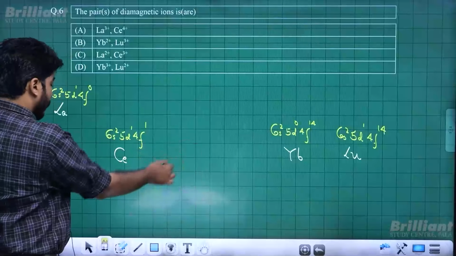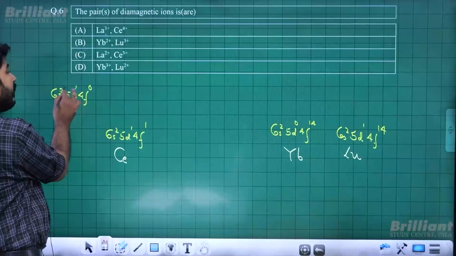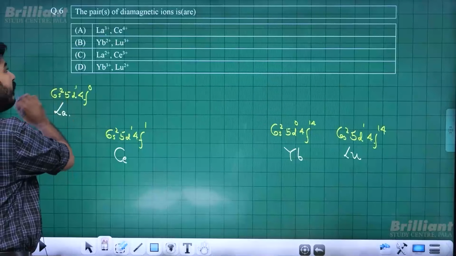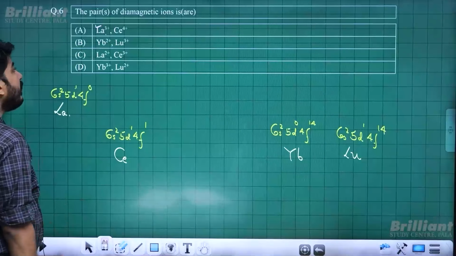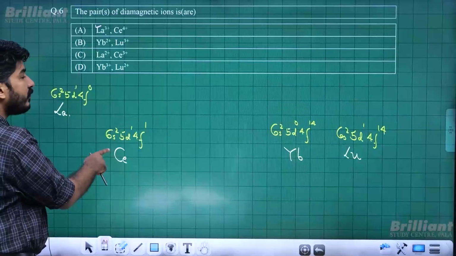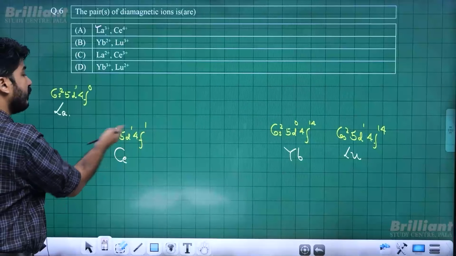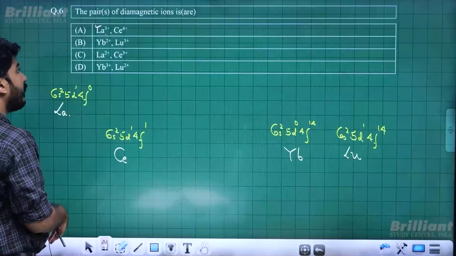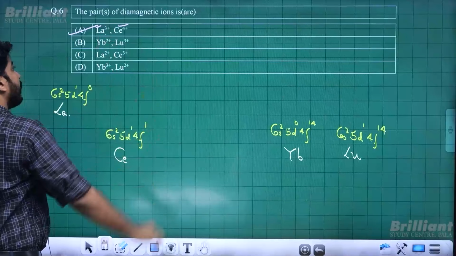Now if you take a tripositive ion of lanthanum, all these 3 electrons will be removed and no unpaired electrons will be left. So lanthanum 3 plus is going to be diamagnetic, and similarly Ce4+ also. This is the fourth element of 6th period and we are removing all those 4 valence electrons. So none of the electrons will be unpaired then. So it's also going to be diamagnetic.